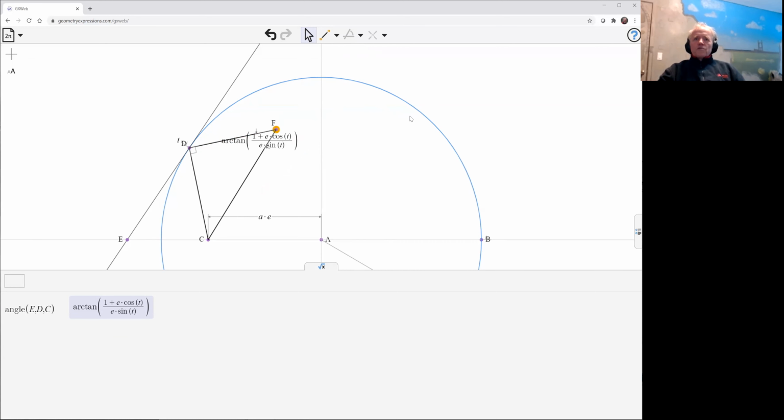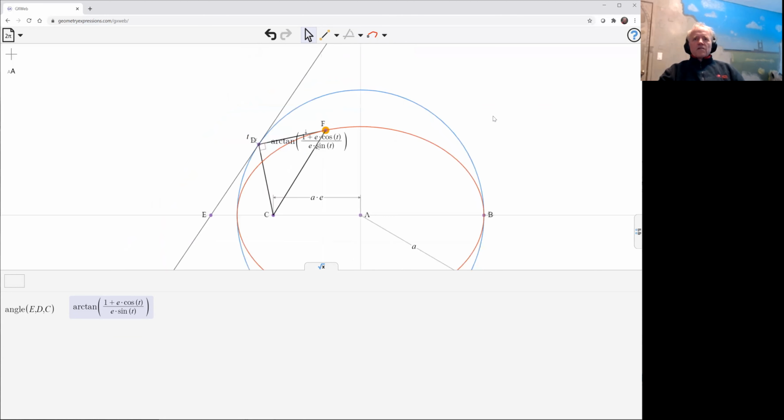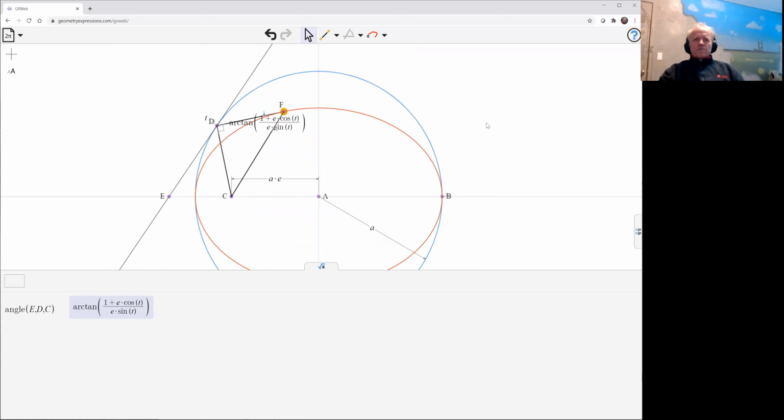And so now if we take the locus of that point F, so it's a locus rather than an envelope now, as T varies, we'll see we get our ellipse. We can, if we'd like, compute the equation of that ellipse. And that is in fact the same equation as we got for the ellipse defined as an envelope.